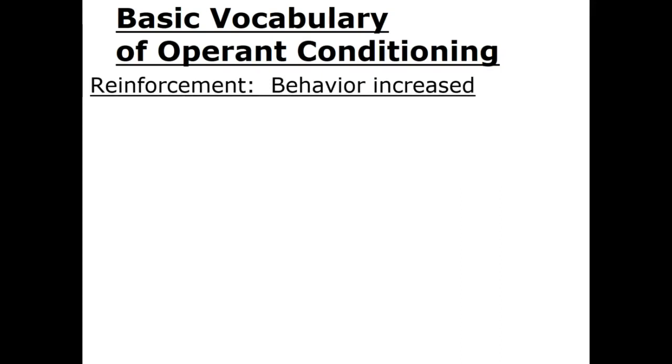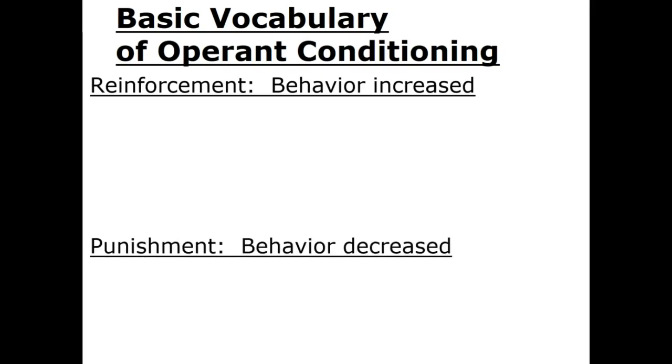When the consequences of our behavior strengthen the behavior, that is, make it more likely that we will do it again, we say that the behavior is increased as a function of reinforcement. The behavior has been reinforced. When the consequences of our behavior weaken the behavior, that is, make it less likely that we will do it again, we say that the behavior is decreased as a function of punishment. The behavior has been punished.